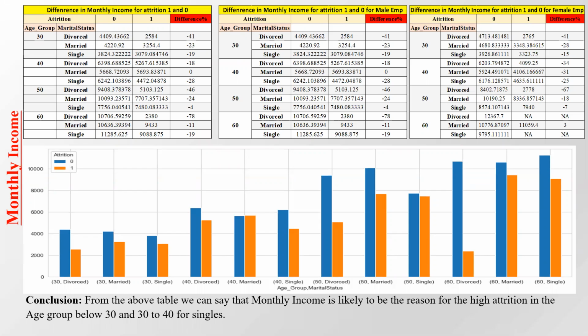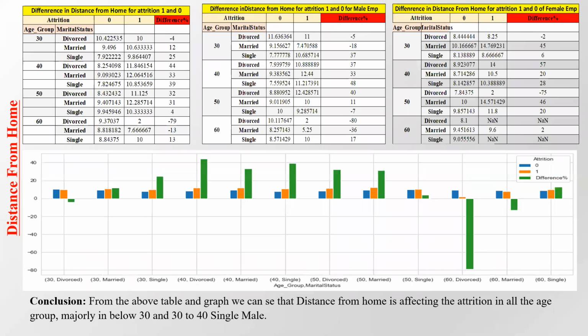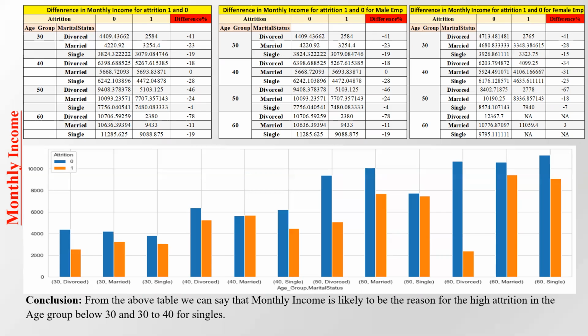as we can clearly see the same thing in the below graph, where blue bars are showing the monthly average incomes of the employees who are still in the company, and the orange bars are showing the monthly average income for the employees who left the company. So we have not seen, except for 40 married, any other age group where we have seen the monthly income difference in the positive as compared to attrition between 0 and 1. In the next slide, we will be comparing their distance from home.